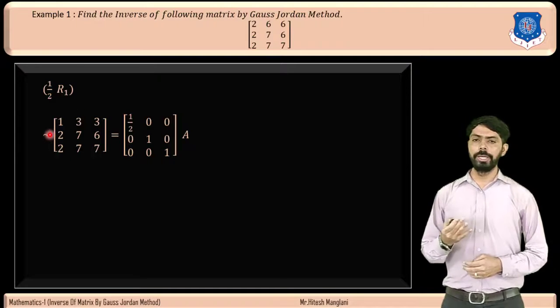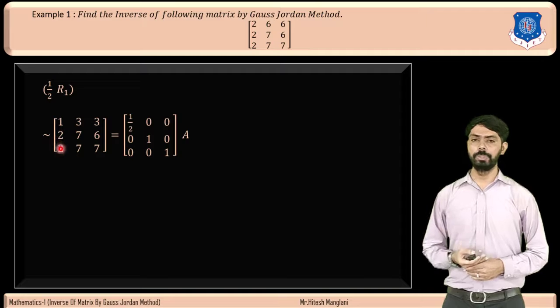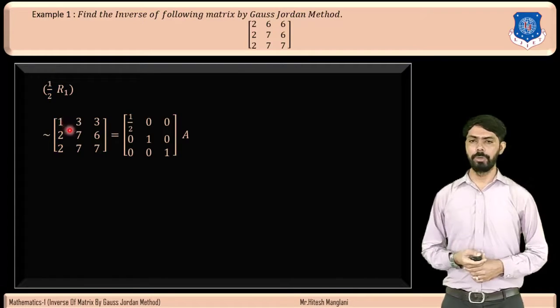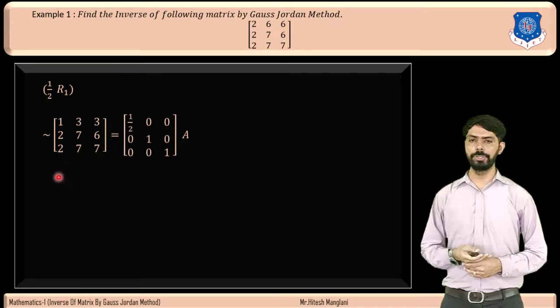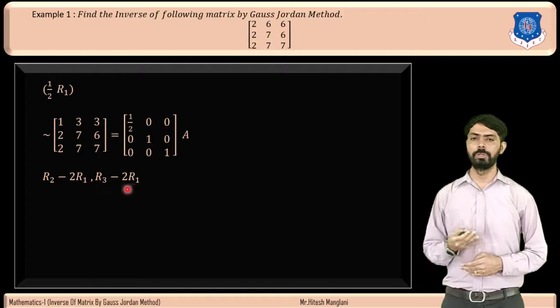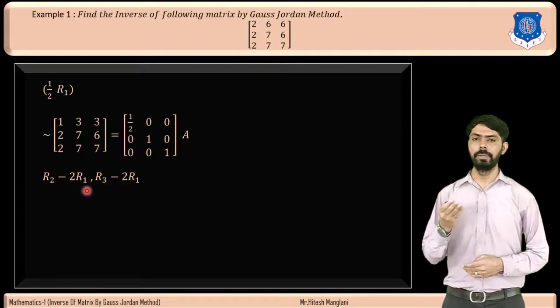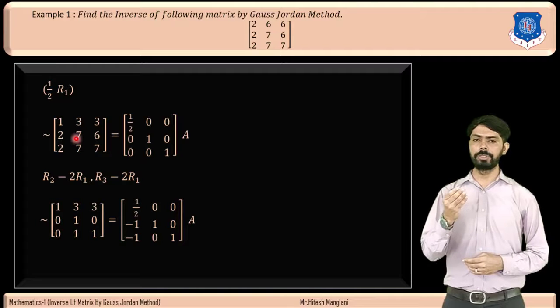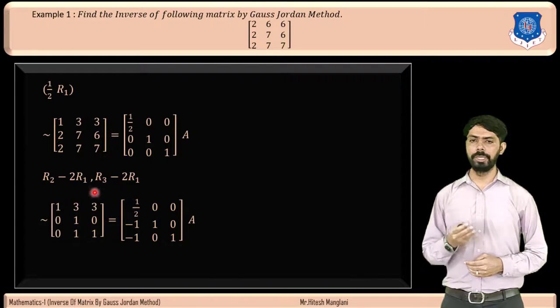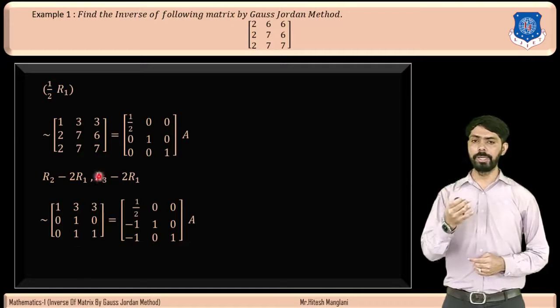Now if you look at the first row, the leading entry is 1, but all entries below the leading one should be 0. So for that we will multiply the first row by 2 and subtract it from the second row, and in the same way multiply the first row by 2 and subtract it from the third row. So we use the row operations R2 minus 2R1 and R3 minus 2R1. The first row remains 1, 3, 3. For R2 minus 2R1: 2 minus 2 is 0, 7 minus 6 is 1, 6 minus 6 is 0. For R3 minus 2R1: 2 minus 2 is 0, 7 minus 6 is 1, and again 7 minus 6 is 1.